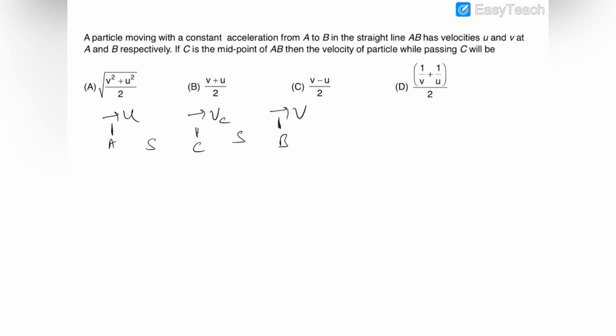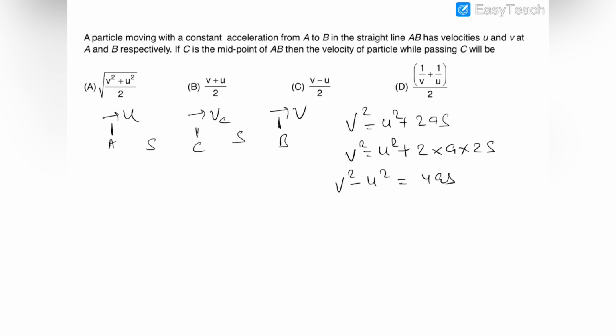So first of all, if we use the third equation of motion, V square will be equal to U square plus 2AS, so V square will be U square plus 2 into A into 2S. So you can see that V square minus U square is equal to 4AS. Okay, this is the first equation.